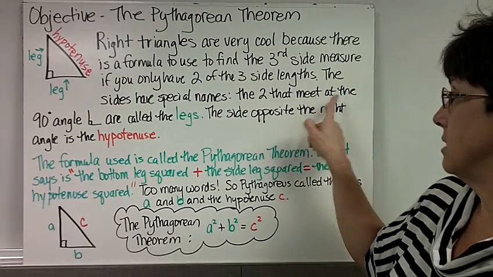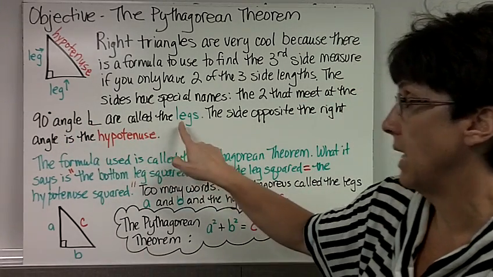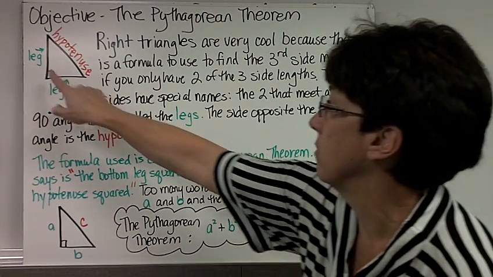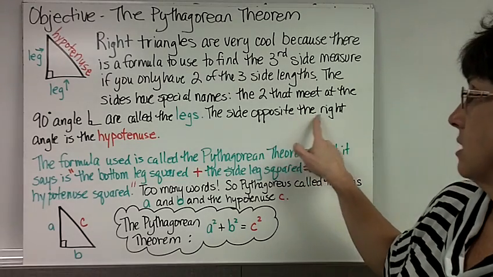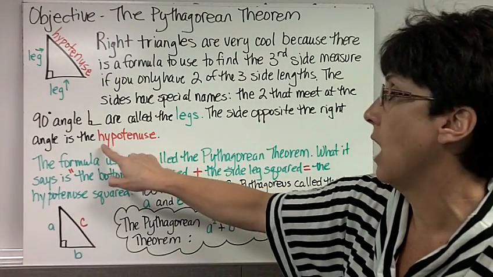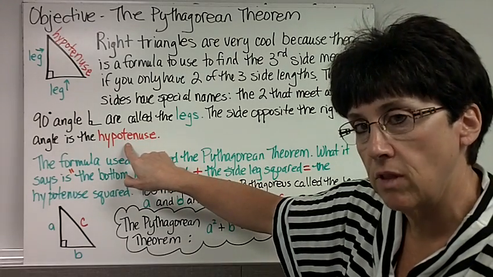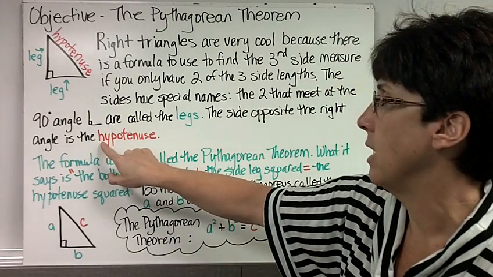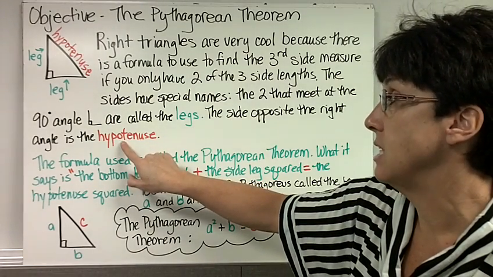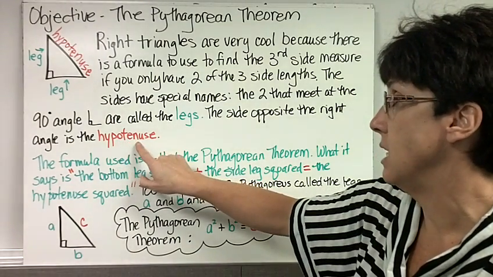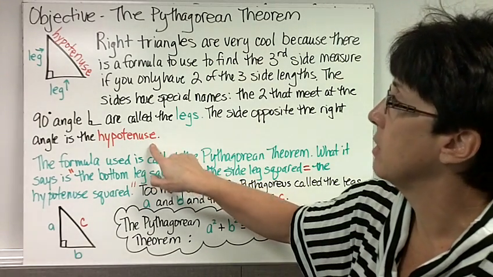The two sides that meet at the 90-degree angle are called the legs, right here. Okay, that's the 90-degree angle indicator. And the side opposite the right angle is called the hypotenuse. And this is a kind of fun word to spell because it's made up of a lot of little words. So hy, H-Y, pot, P-O-T, and then use this T to spell ten, T-E-N, and then use, U-S-E. So it's a pretty fun word to spell.